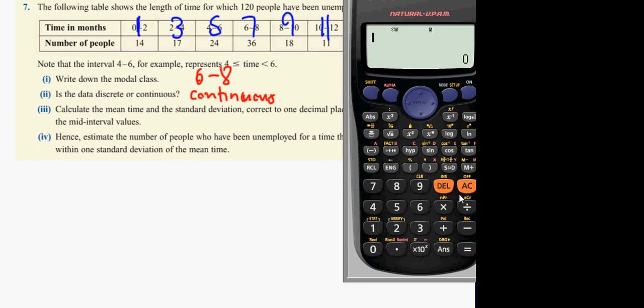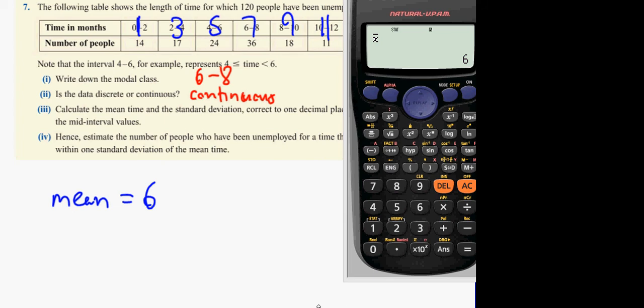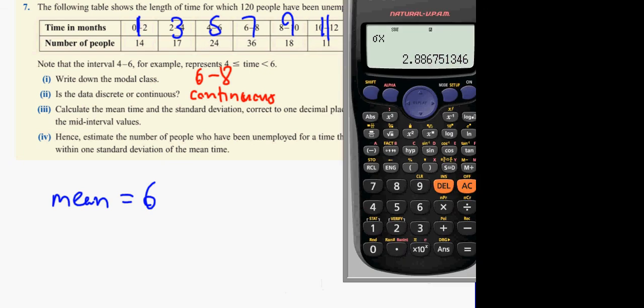Now once I have that done, I'm going to go to shift, stat, variable of 4. I'm going to find out what the mean is. The mean is 6. Anybody? Yeah, mean equals 6. You don't need to put in the frequency now. Standard deviation is next. So I go back to the start. Shift, stat, variable, standard deviation being number 3. My standard deviation is 2.89. Now it says correct to one decimal place, so 2.9. So 2.9 is the standard deviation.